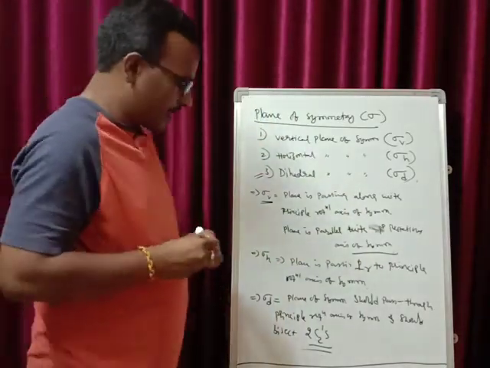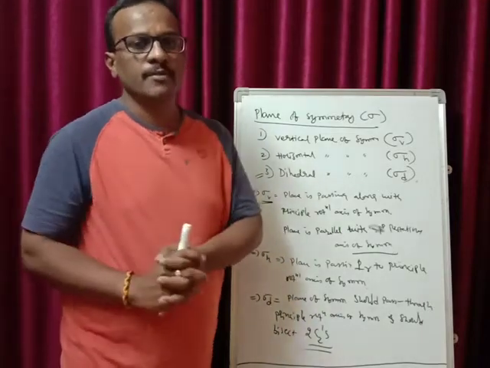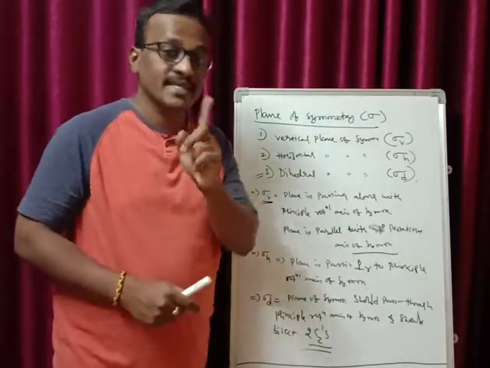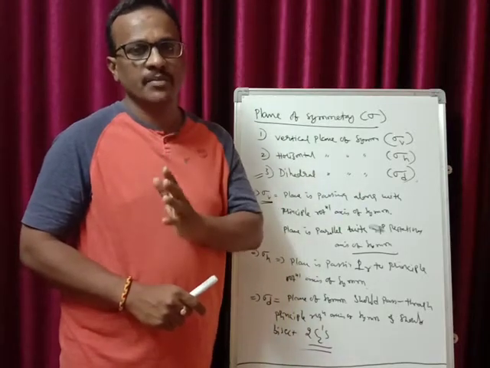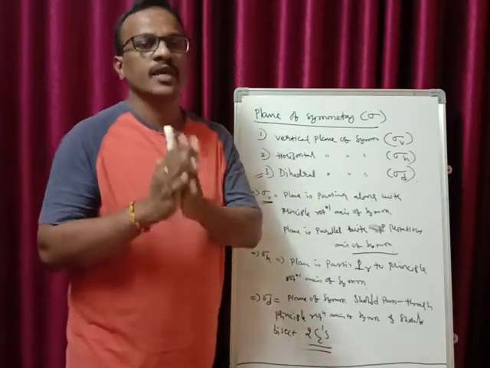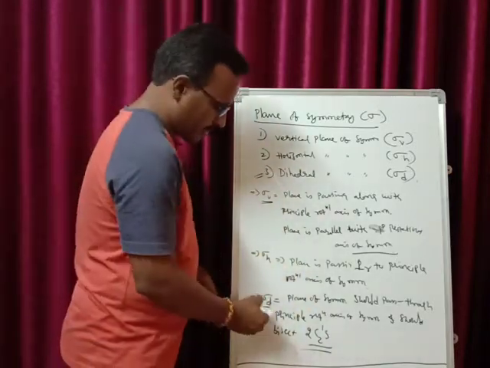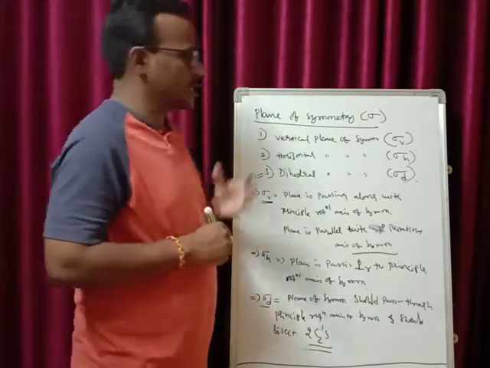The plane of symmetry should pass through the principal rotational axis of symmetry. At the same time, it should bisect two C2s. If the plane of symmetry is passing along the principal axis of symmetry and bisecting two C2s, then we call this as the dihedral plane of symmetry. So these are the different types of plane of symmetries, their classification.